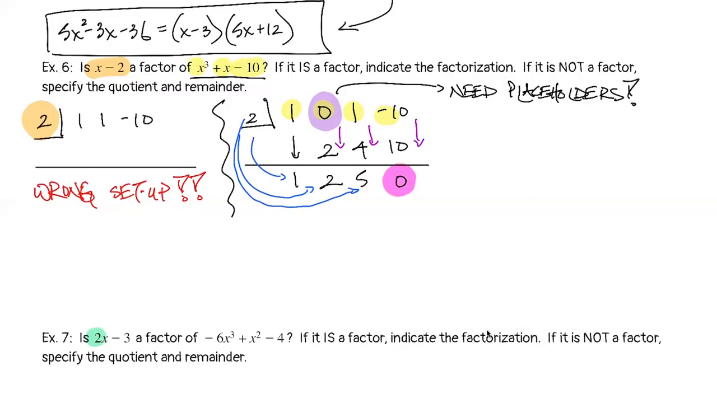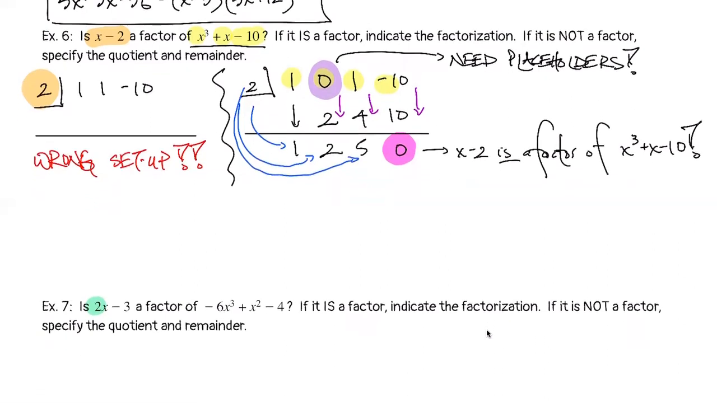Now that is so good, right? And again, you'll appreciate this more when we get to 3.6, but getting 0 as a remainder is awesome because this means that x minus 2 is a factor of x cubed plus x minus 10. Okay, so it is a factor. Now, since it's a factor, we have to indicate the factorization, or we have to write out the factorization. What that means is x cubed plus x minus 10 equals x minus 2 times, remember these numbers 1 and 2 and 5, they actually stand for coefficients. So it's 1x squared plus 2x plus 5.